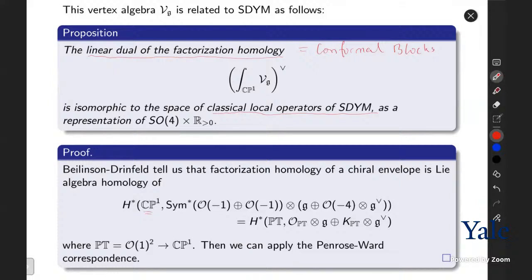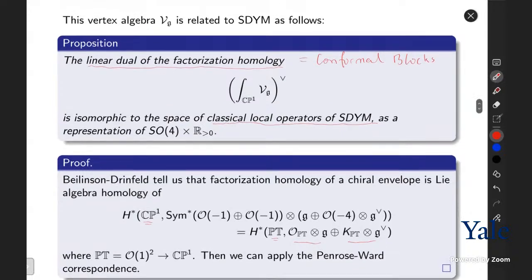And then you look at that and say, well, that's the same thing as the coherent cohomology of twistor space with coefficients in the structure sheaf plus the canonical bundle, each tensored with G or G dual. And finally, you look back in the literature to the 70s by Ward, and you see that that coherent cohomology of twistor space gives you the space of solutions to the equations of motion of self-dual Yang-Mills. So for this result, you were simply putting together some classic results in the literature. It's very easy. Okay.